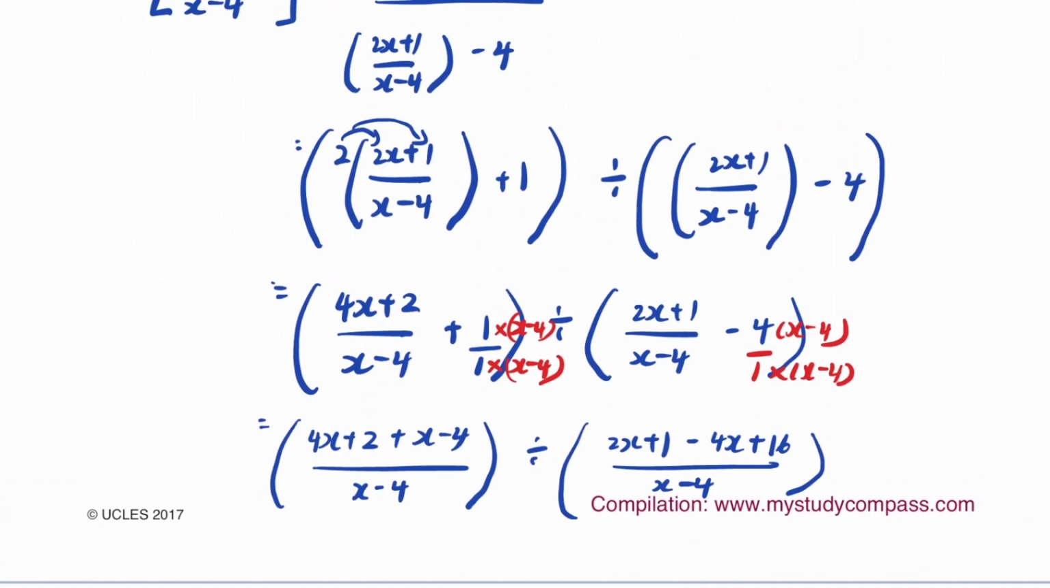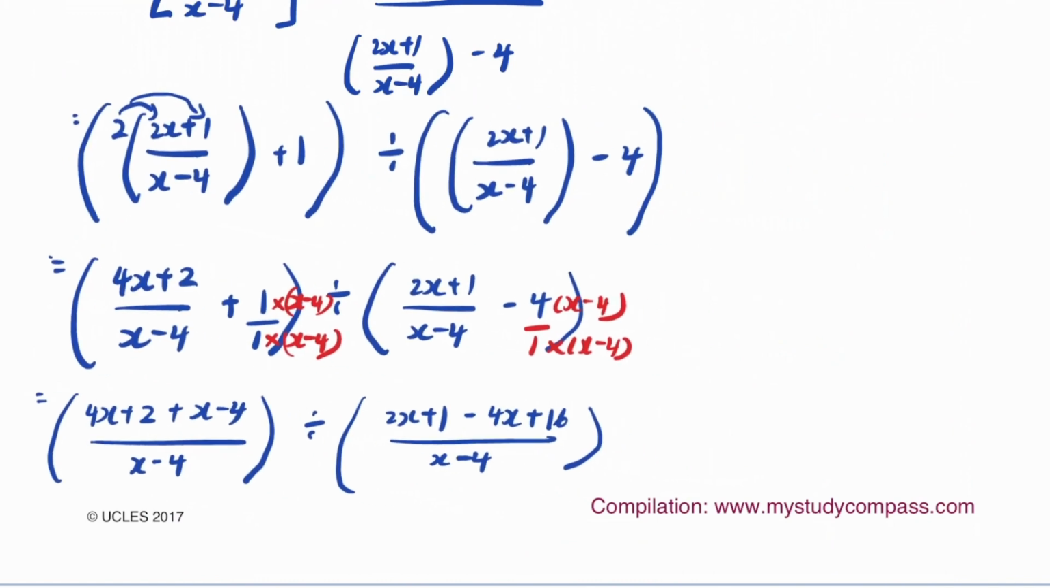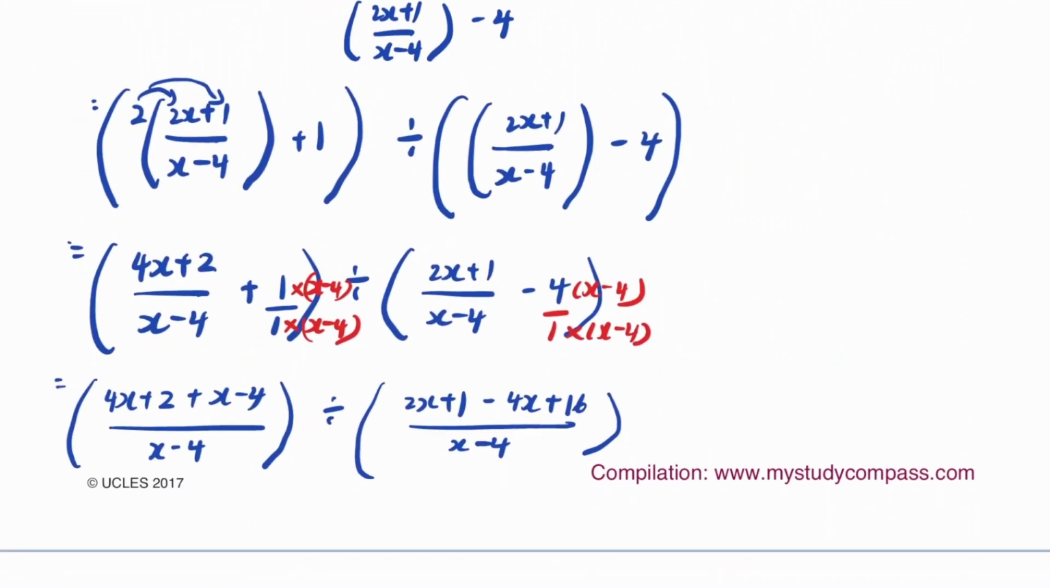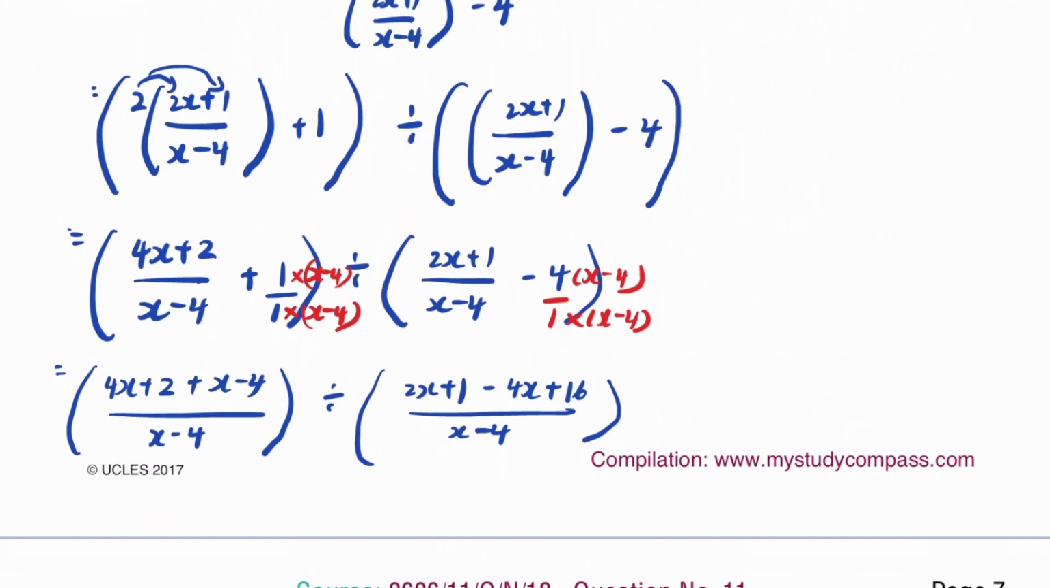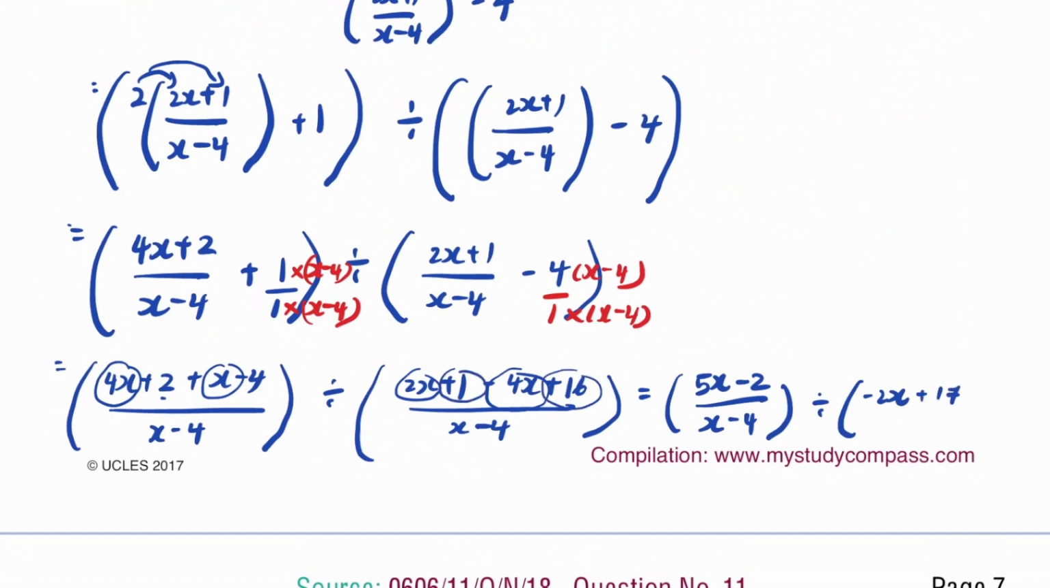Okay, so allow me to move my working slightly to the other side, so that we can use some space. Further simplify that. Combine the like terms, 4x and x, that will be 5x. 2 minus 4, that will be minus 2, over x minus 4, divided by minus 4x and 2x, that will be negative 2x. 16 plus 1, 17, over x minus 4.